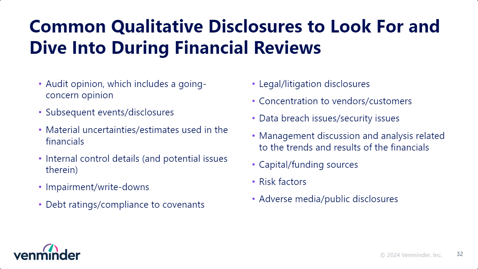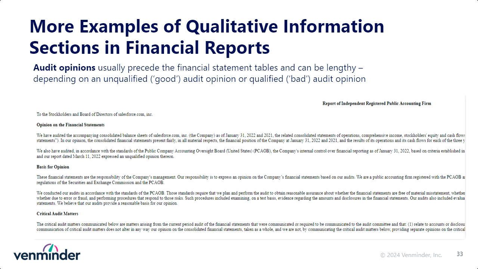So here's another example of some of the key information that you'll want to extract from a qualitative point of view. Again, focused on audit opinions. In this case, the audit opinion, especially when you're looking at a public company's financials and even a private company's audited financials, usually precede the financial statement tables and can be lengthy. But you'll want to look for the terms unqualified, which means a good audit opinion or a clean audit opinion, or qualified, which typically means perhaps a bad one, or they've qualified it with some sort of finding.